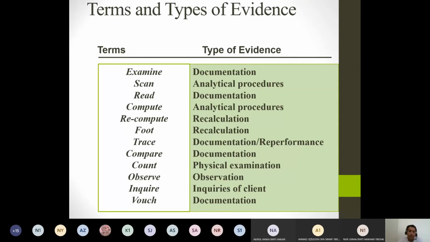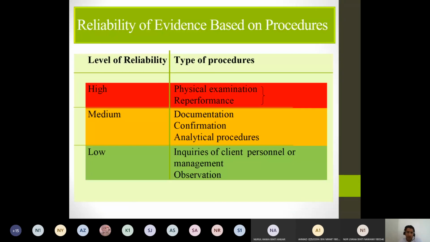So here we can see that most of the terms are related to the documentations, which is quite important because we have to rely on documents rather than physical examination, because physical examination is more costly. We will now discuss the reliability of evidence based on procedures.